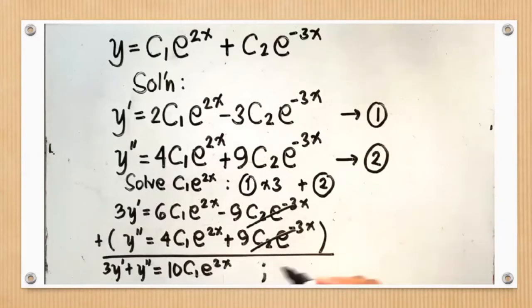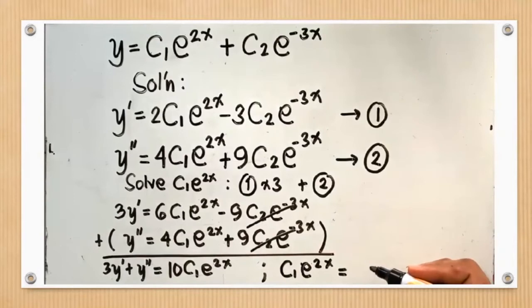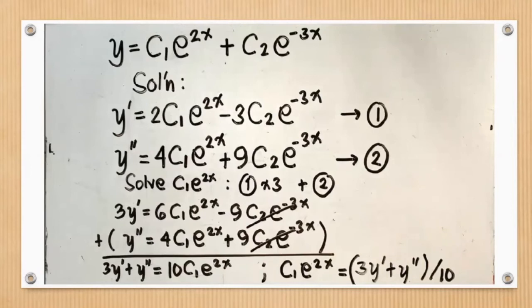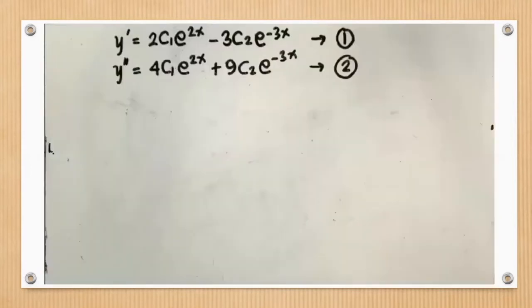So, solving for c sub 1 e raised to 2x. There is a coefficient of 10 there, so we divide both sides by 10, giving us c sub 1 e raised to positive 2x equals, copy, 3y prime plus y double prime all over 10. So, this is now the value of c sub 1 e raised to 2x.